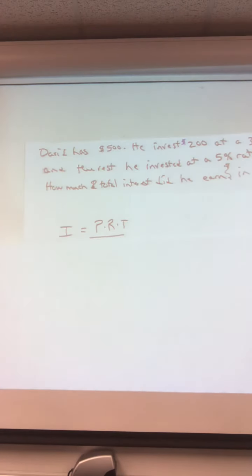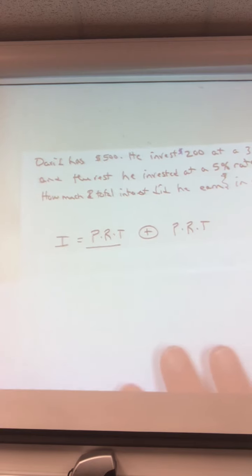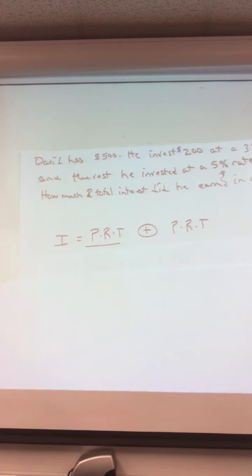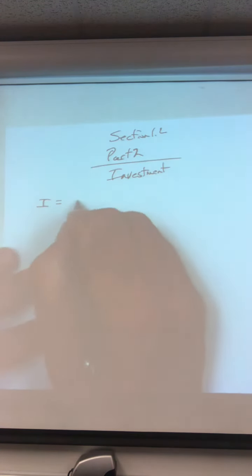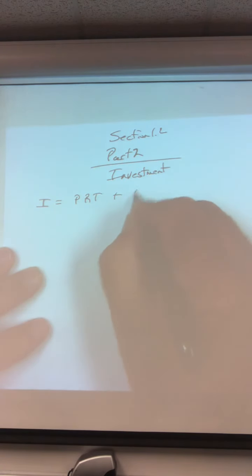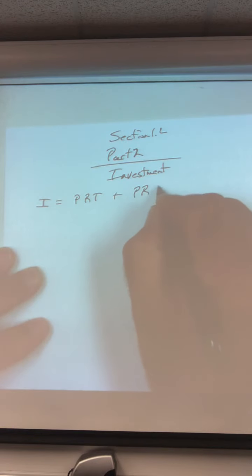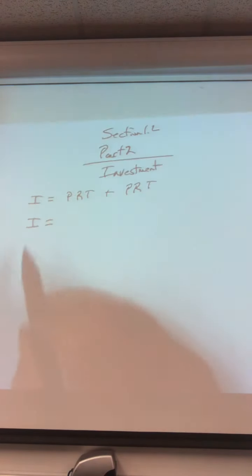interest equal to principal times rate times time plus principal times rate times time. And again, where does that come from? It comes from him making two different investments. So we've got interest equals principal times rate times time plus principal times rate times time. All right. We're looking for the total interest.